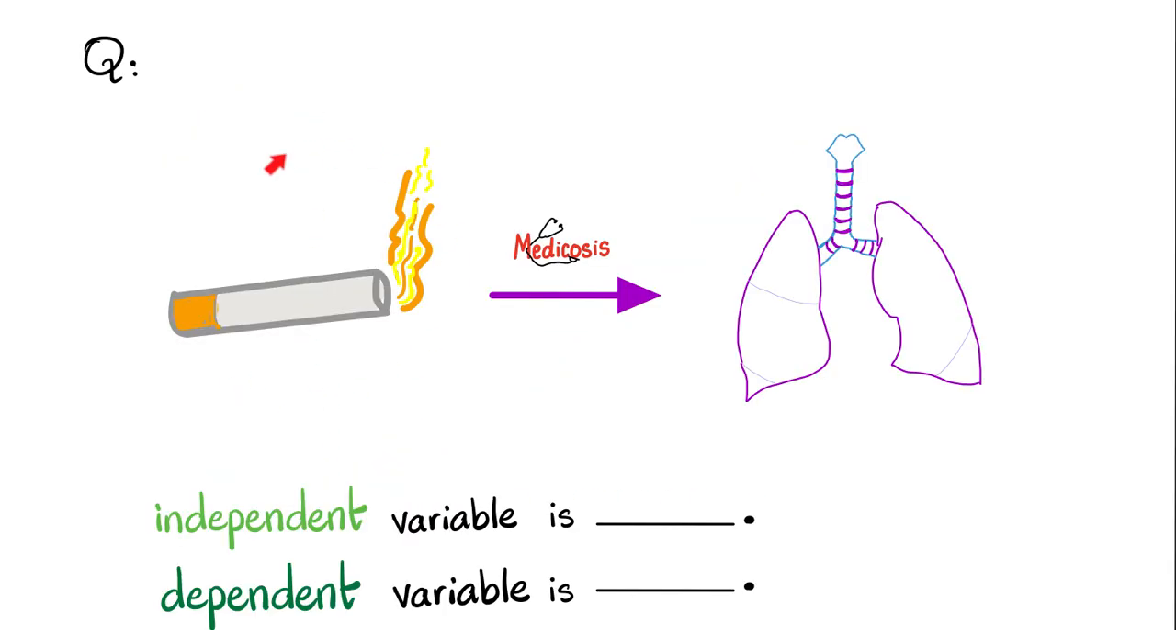Let's say that cigarette smoking causes small cell lung cancer. Where is the independent variable? Cigarette smoking. Where is the dependent variable? Small cell lung cancer, because it's dependent on the other variable.